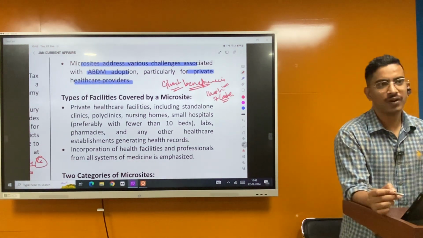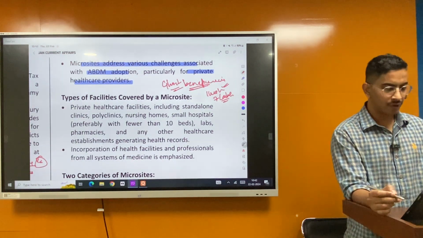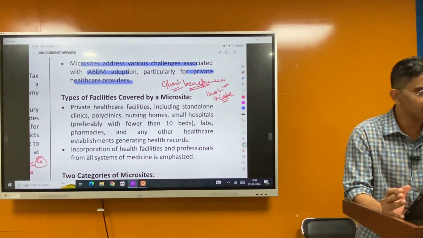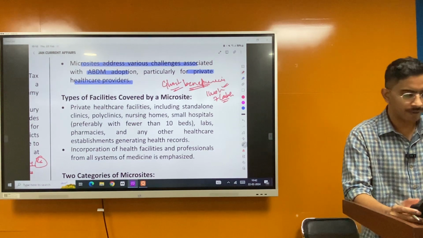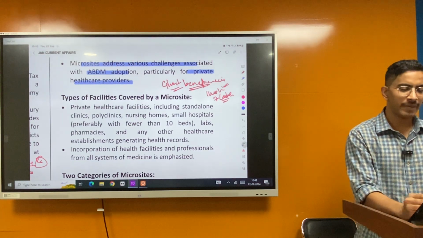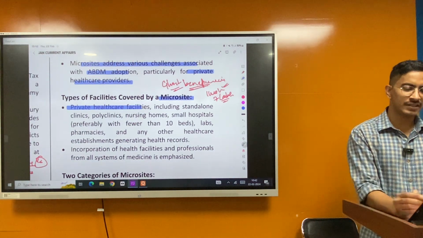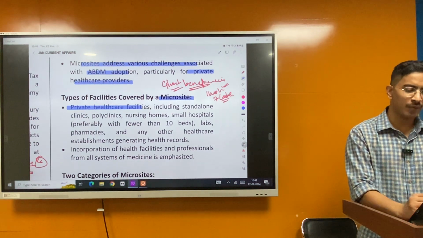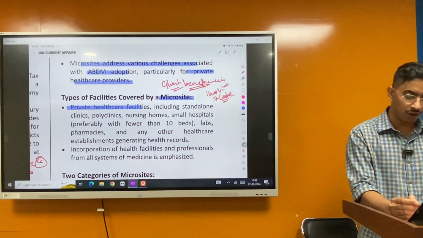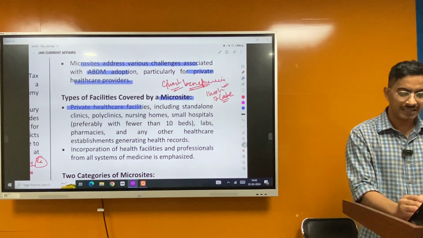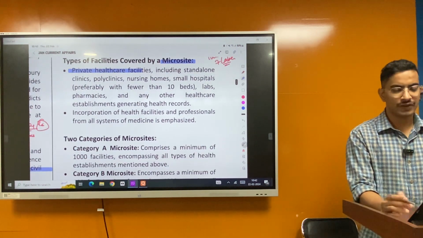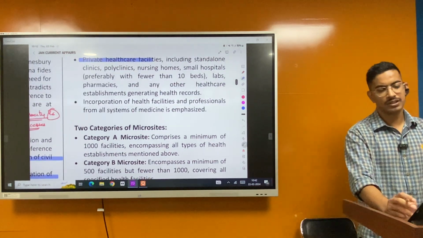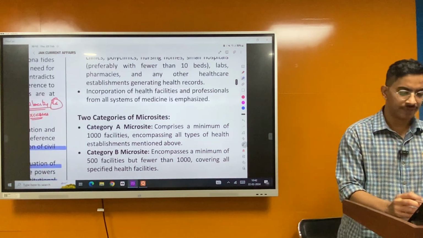So for the mains, you have to write all those things. Or for prelims, just remember the scheme, all the key points of the scheme. Types of facilities covered by a microsite: private healthcare facilities, including standalone clinics, polyclinics, nursing homes, small hospitals, labs, pharmacies, and other healthcare establishments generating health records. Incorporation of health facilities and professionals from all systems of medicine is emphasized.